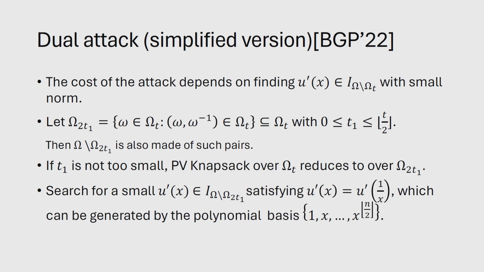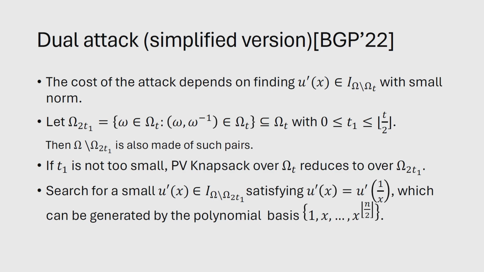And that's how we get a distinguishing attack on this problem. The main contribution of BGP is that there is some algebraic way we can reduce the cost of finding this u prime in the complementary ideal. For that, if we consider capital omega 2 T1 as the largest subset of capital omega T that remains invariant under the transformation of inverse, then the complementary set of capital omega 2 T1 is also invariant under the transformation of inverses. So if T1 is not too small, then the PV knapsack problem over capital omega T reduces to one over capital omega 2 T1.